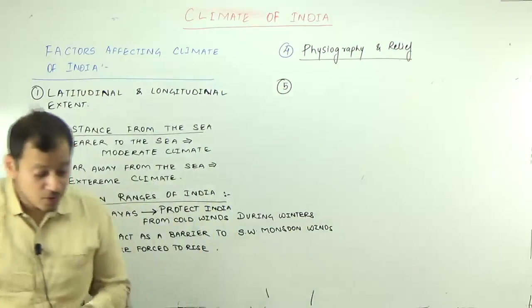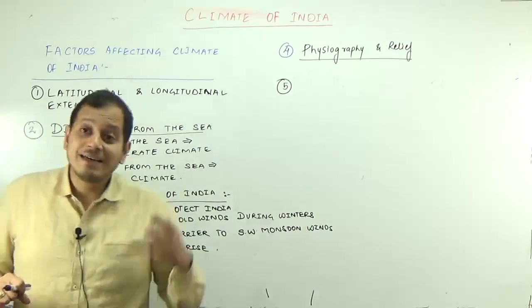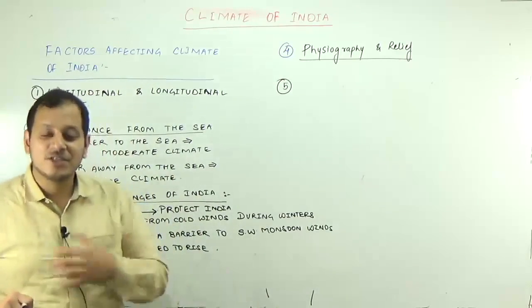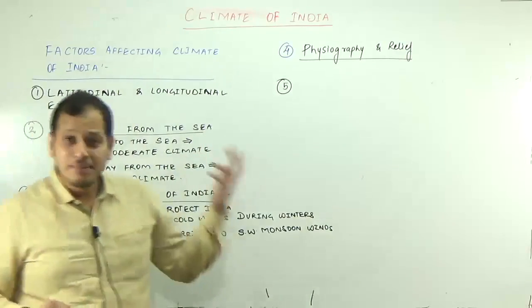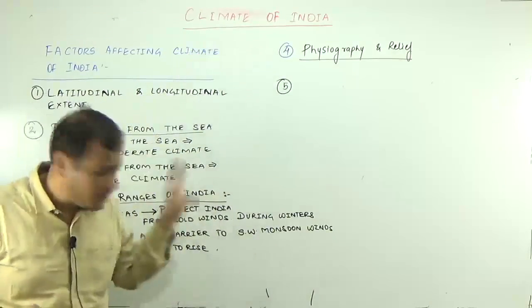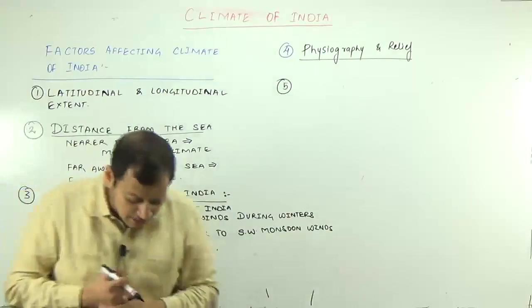Then, what is the other factor? That is the temperature, the distribution of land and water. Relief feature means how high the Himalayas are. Mountain ranges, we are talking only of the Himalayas.